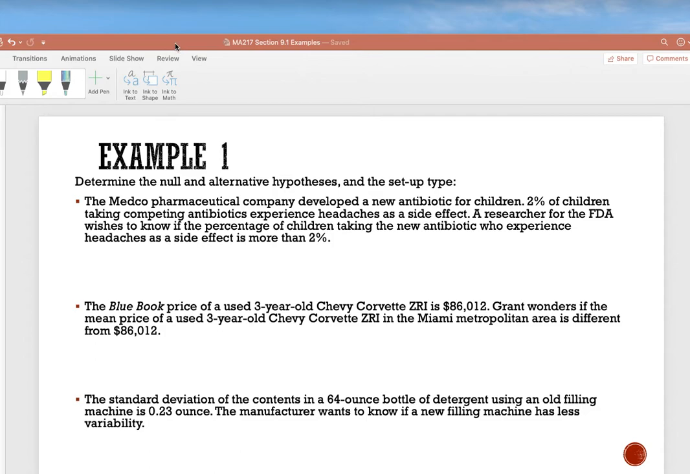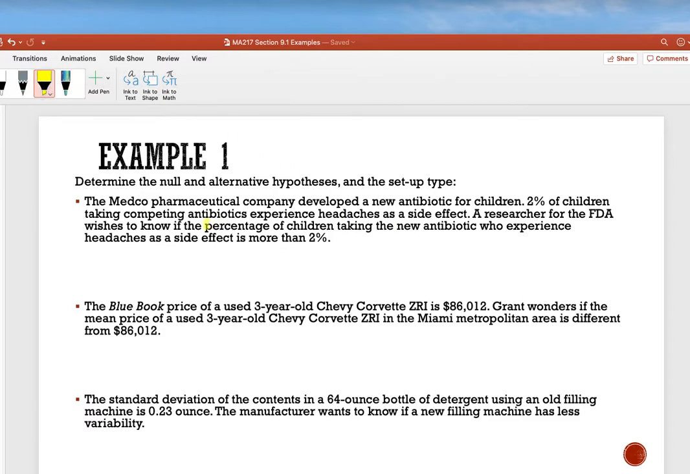For section 9.1, we want to determine the null and alternative hypotheses and the setup type for each of these three scenarios. The first one: the Medco Pharmaceutical Company developed a new antibiotic for children. 2% of children taking competing antibiotics experience headaches as a side effect. A researcher for the FDA wishes to know if the percentage of children taking the new antibiotic who experience headaches as a side effect is more than 2%.